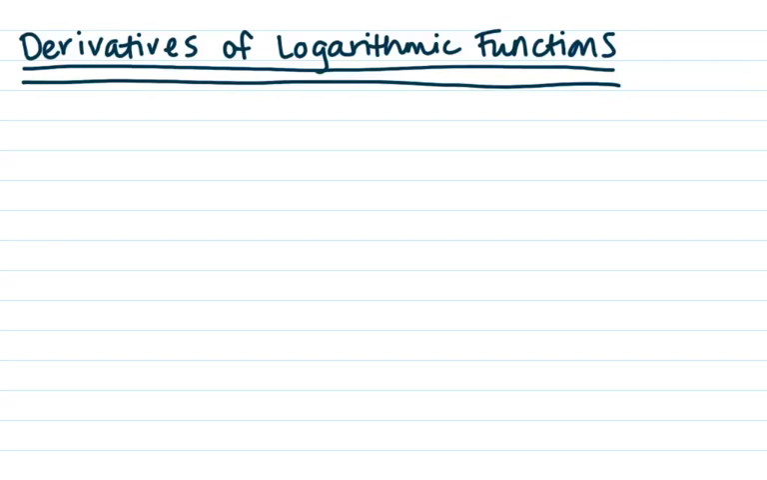Okay, so now that we know how to take derivatives of exponential functions, we're going to use this to see where the derivative of logarithmic functions come from. So first I'm actually just going to give you the definition. Whenever we're deriving the natural log of x, we simply get 1 over x as its derivative.